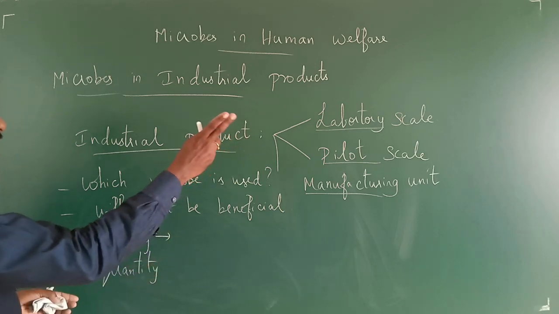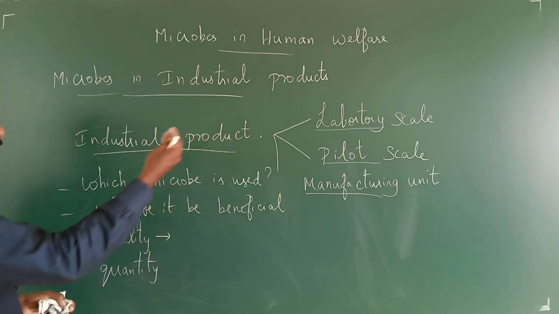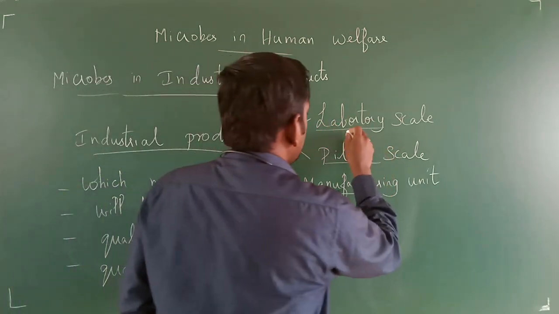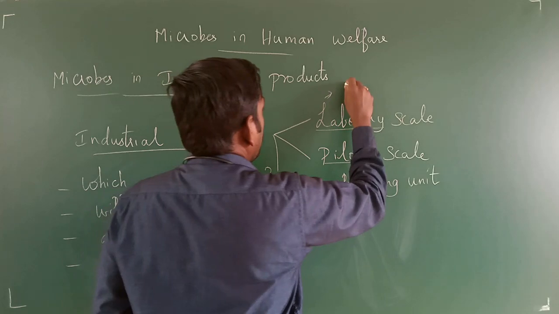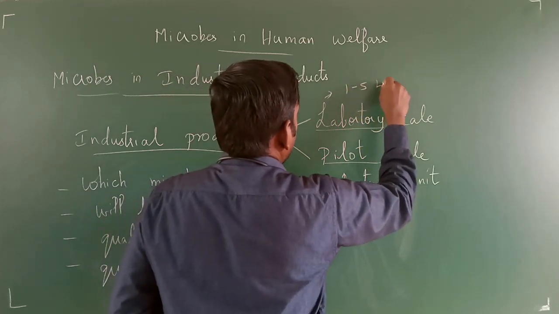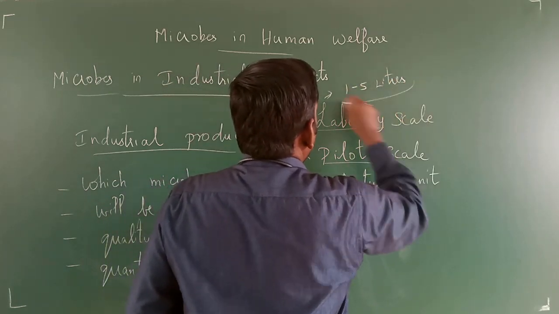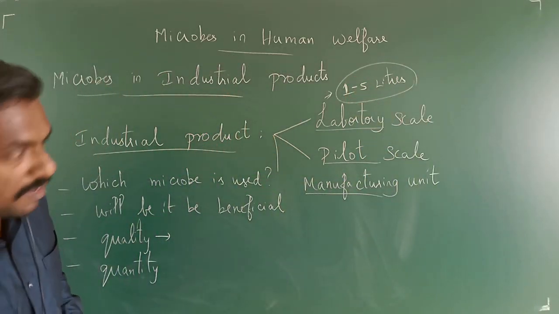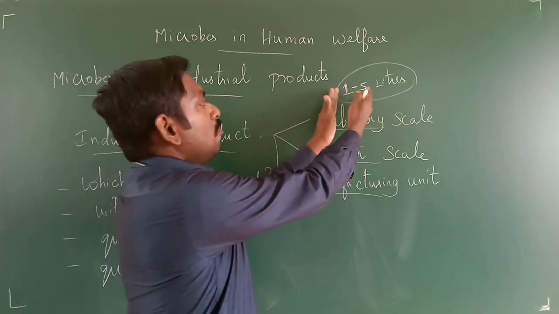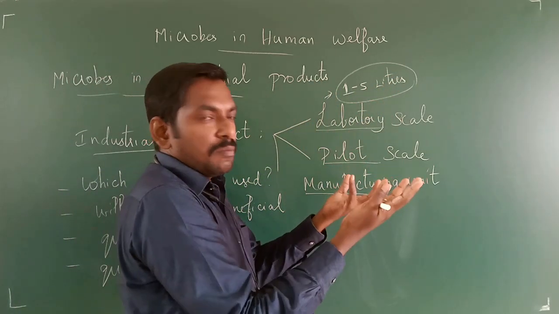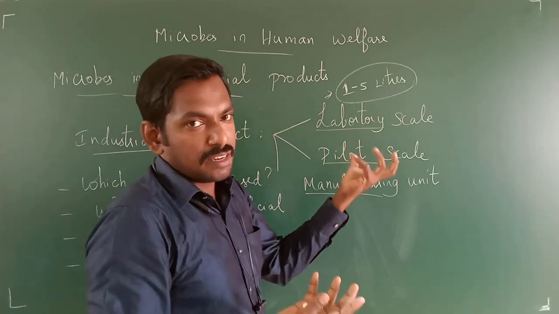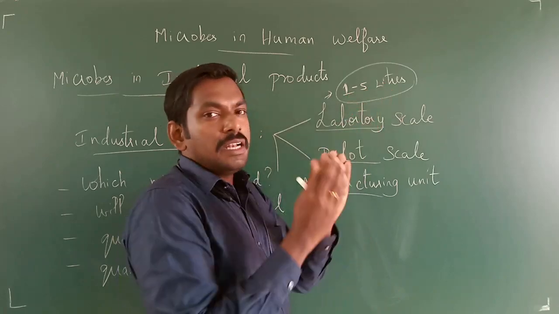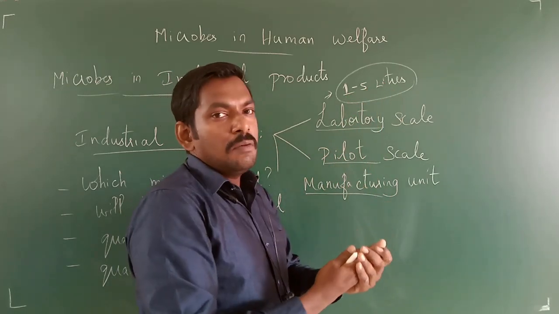They will also briefly study the economics, how much it will be used. At laboratory scale, they produce the product in about 1 to 5 liters. So first they check at a lower level, where they get the product in a 1 to 5 liter volume. For example, if they are producing ethanol or any antibiotic, they will check it with this little quantity and check out the processes.